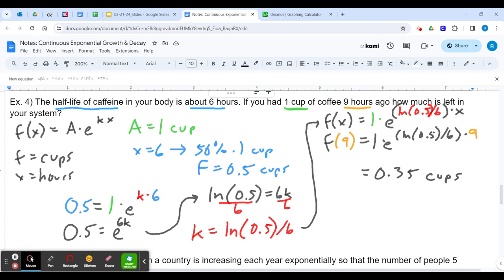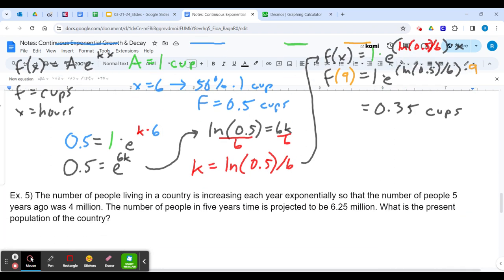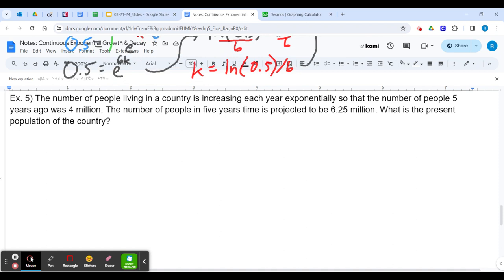All right, one more to go. I know this is a long note session, but keep in mind there's no practice problems. It's just kind of an extension day, hitting some example problems with exponential growth, specifically continuous growth.